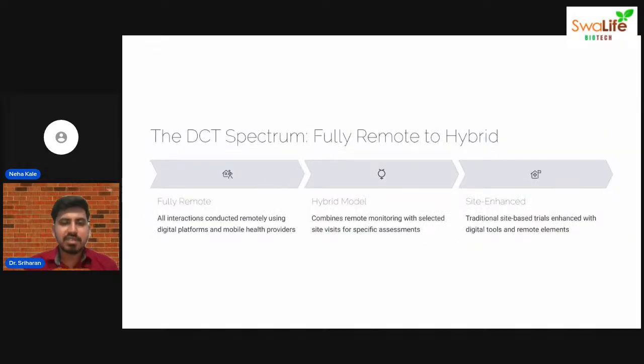Here the spectrum is nothing but the DCT range. The DCT can be ranged in three types. First is fully remote, second is the hybrid model, and third is site-enhanced. Fully remote is where the trial takes place entirely remotely, with no in-person visit and no diagnosis taking place in a hospital. The hybrid model is a combination of site visits plus remote monitoring. I'm giving an example for that.